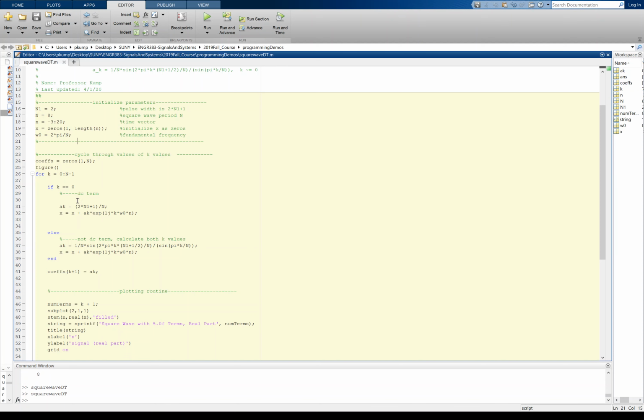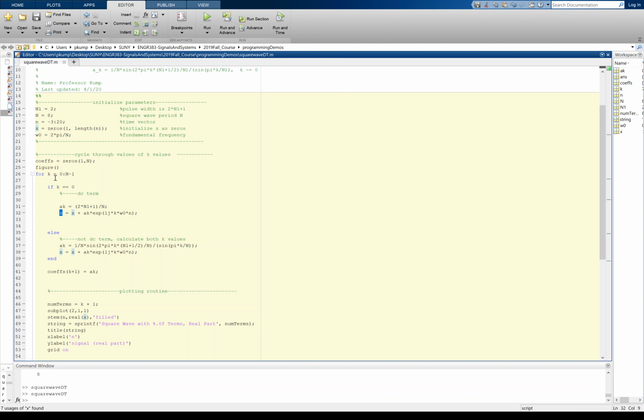Now, if k is equal to 0, then I calculate that a0 term, (2n1 plus 1) over n, and that's the amount of the ingredient. So then I take the amount, multiply by the ingredient, which is the 0th harmonic, add it into the bowl, and then update the bowl. So now the bowl contains this one ingredient.